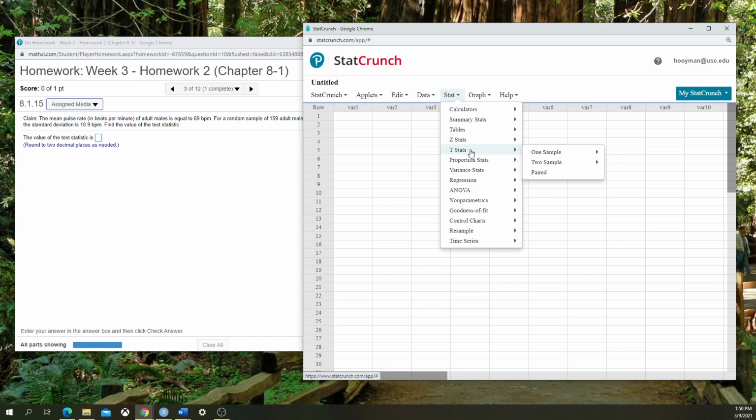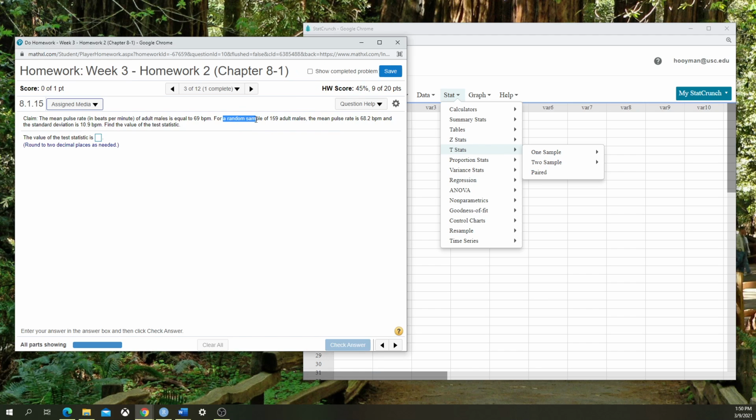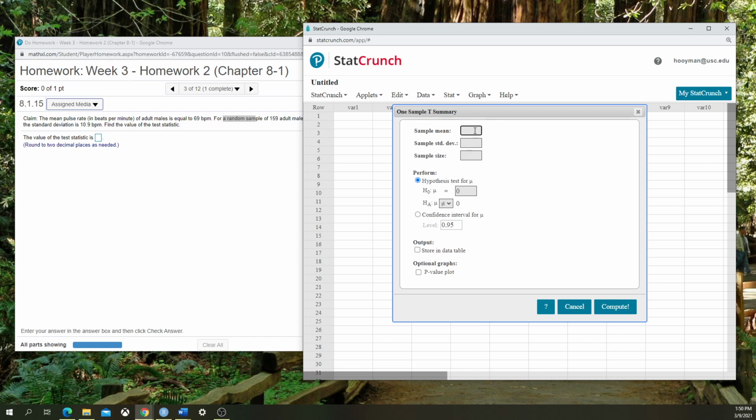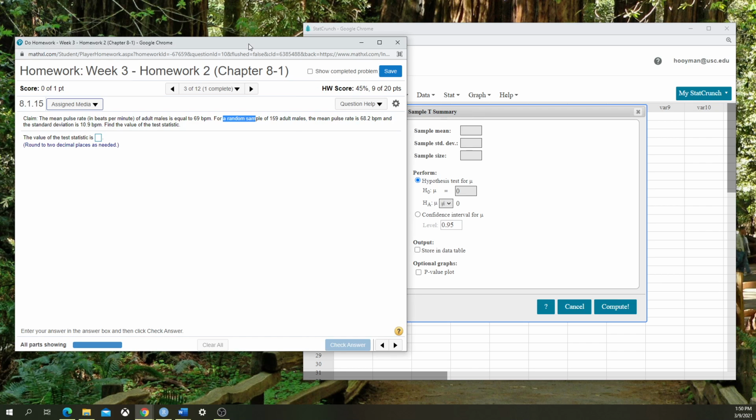Okay? And when we're only focused on one sample, so you see here, this is just a sample, we're going to be going with one sample t-stats, because we're just comparing it to a claim that we've made. And we're going to say with summary. Okay, this window pops up. Now we're going to put in all of our information.